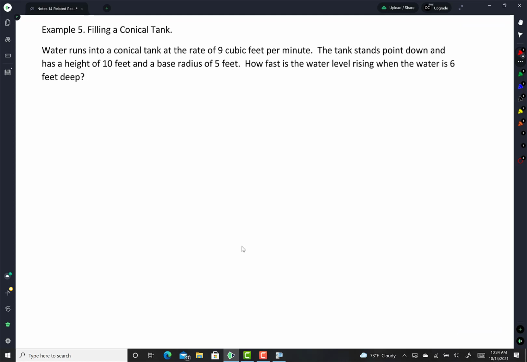All right, example 5, guys. Water runs into a conical tank at a rate of 9 cubic feet per minute. Before you even start, what is 9 cubic feet per minute? Is it dr/dt? Cubic feet per minute is dV/dt. dV/dt is 9 cubic feet per minute.